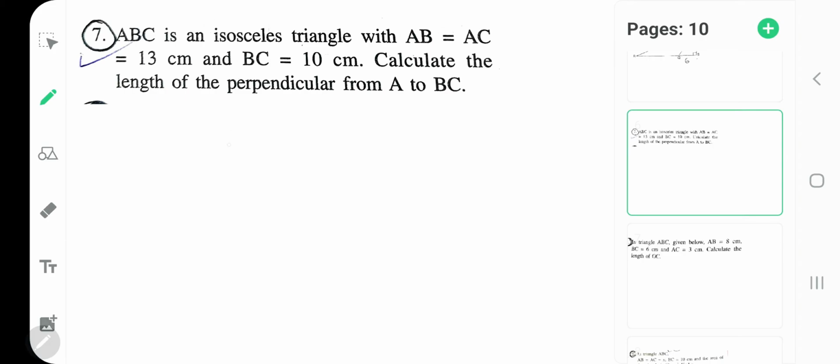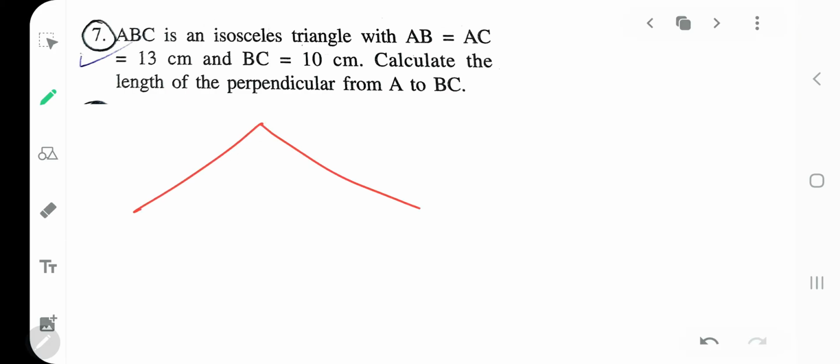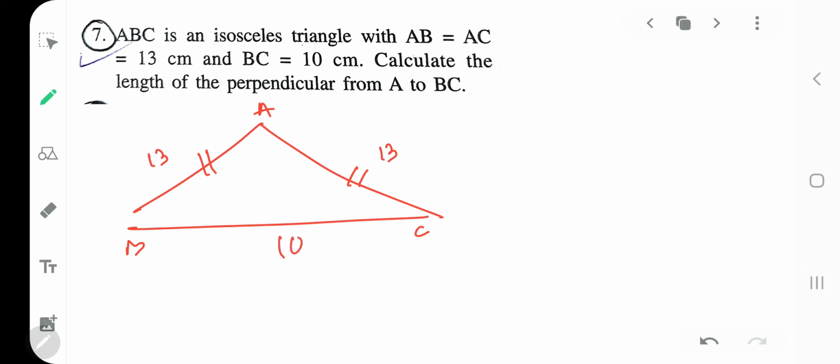In my next problem, ABC is an isosceles triangle. So I have an isosceles triangle ABC where AB is equal to AC is equal to 13 and BC is 10. Again, as I said, you have to draw a perpendicular. Once you draw a perpendicular, this will be 5, this will be 5, and you have to calculate the height of the perpendicular. It is a very similar problem to your previous one. So I hope you can do it.